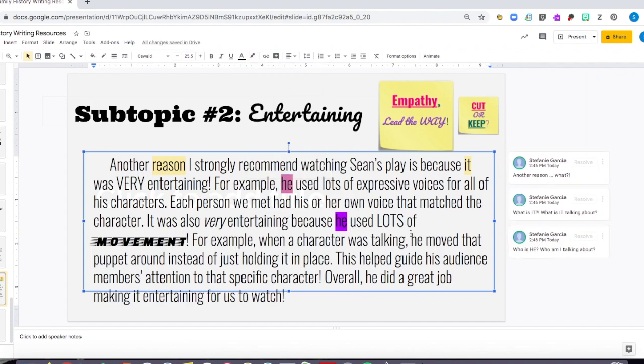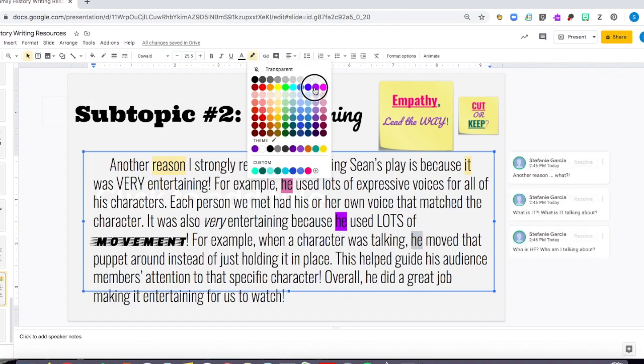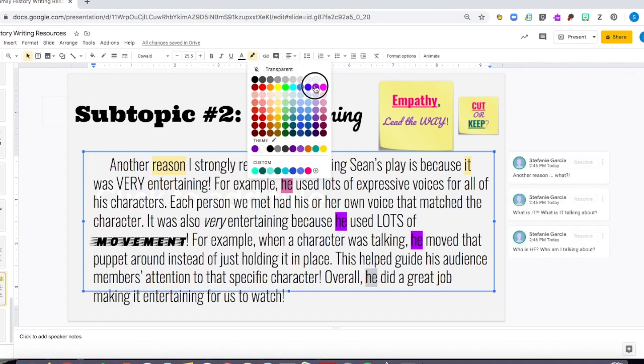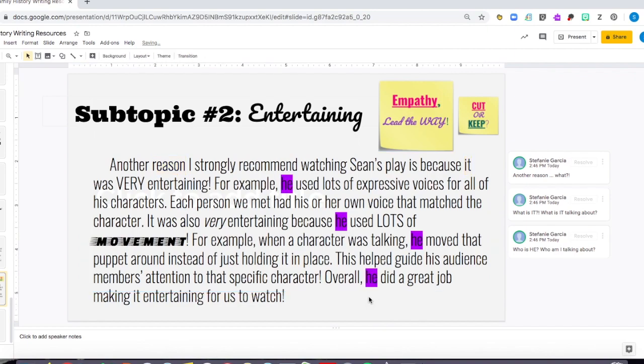Oh, I think it's mixing colors there. He used lots of movement. For example, when a character was talking, he moved that puppet around instead of just holding it in place. This helped guide his audience members' attention to that specific character. Overall, he did a great job making it entertaining for us to watch.